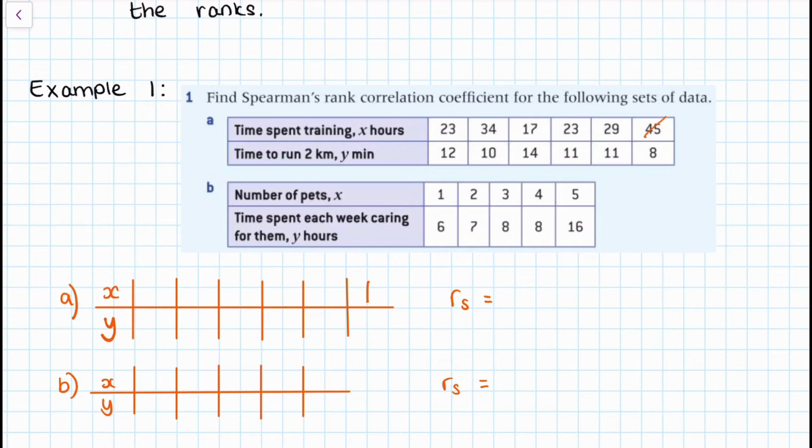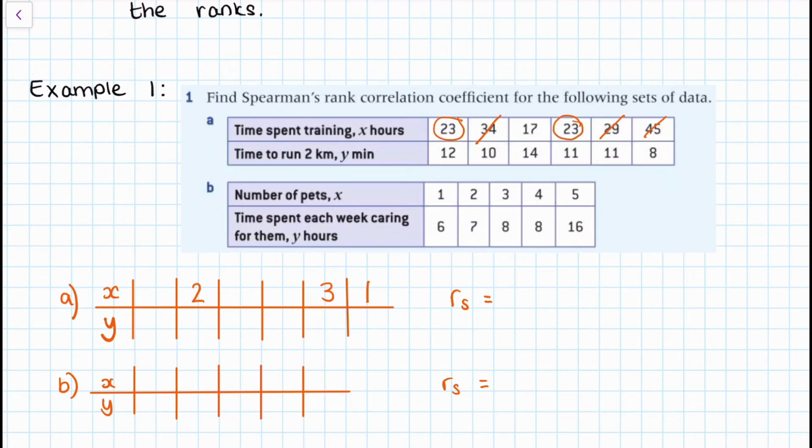I'm just going to cross that off. Then we look for the next highest, which is 34, so that will be rank 2. In my table, where 34 would be, that's where I'm putting a 2. Then we have 29, which would be a 3. Now we have two 23s, and the two 23s here and here would be ranks 4 and 5.